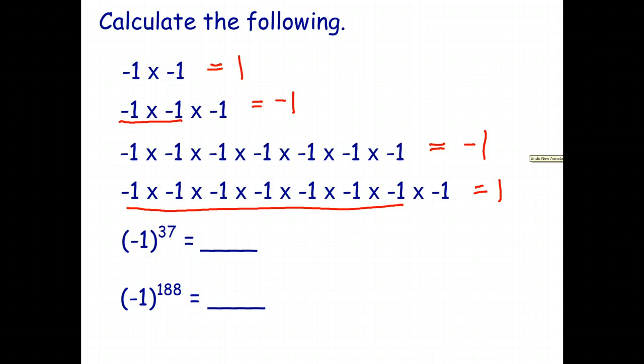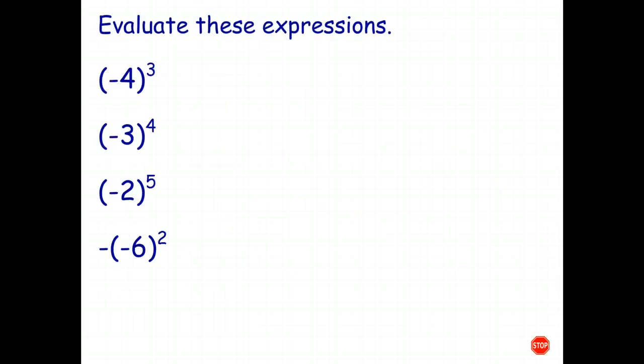Okay, -1 to the 37th power, because we're multiplying 37 negative ones together, and 37's odd, that's going to be a -1 for the answer. With the second question, because 188 is even, that's going to be a +1 for the answer. Okay, let's extend this idea to numbers other than 1. So I'd like you to use the same reasoning as I did on the previous page with these 4 questions, and see if you can work these out without a calculator.